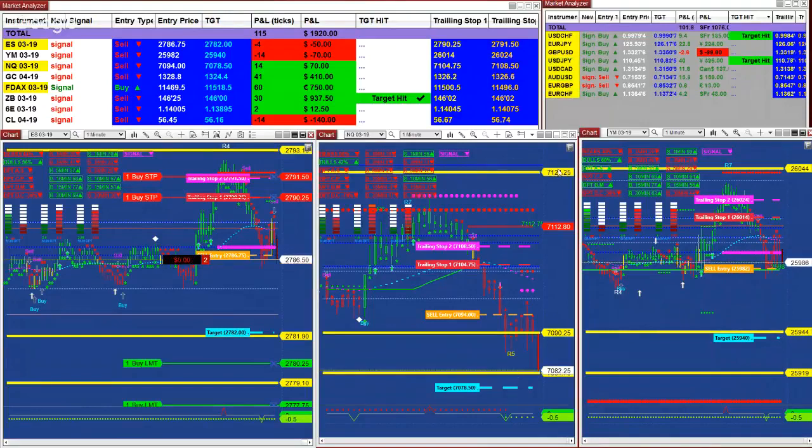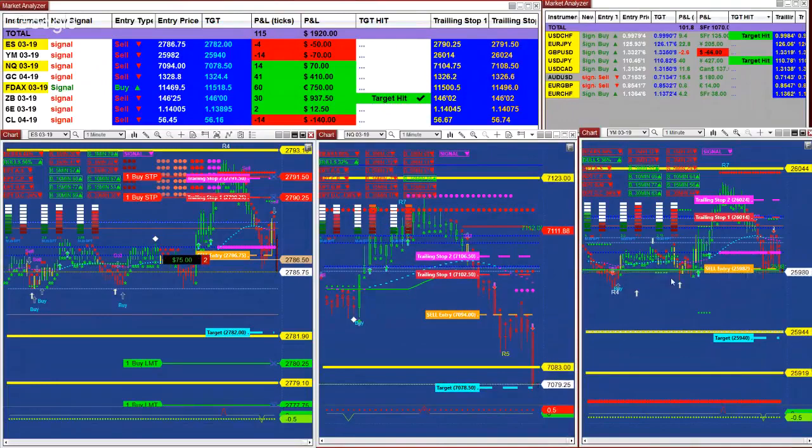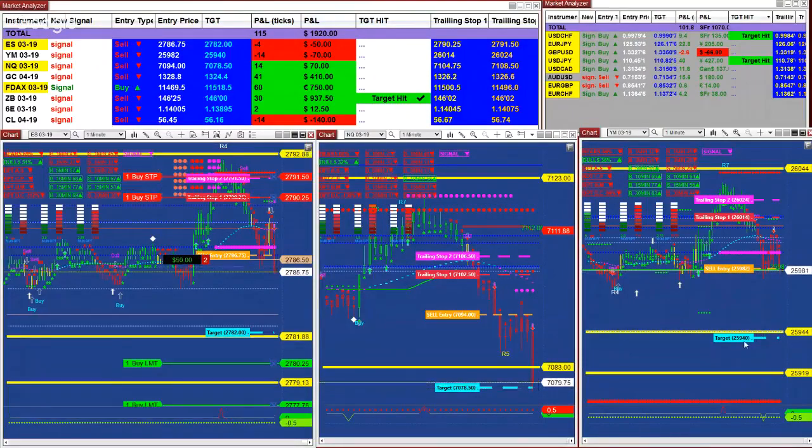The Nasdaq is about to hit the target. We are about to hit the target on the Nasdaq. We did. We hit the target on the Nasdaq. At the YM 82 level short, the target is 940. On the ES, we have a little bump. That's okay. Target 782.